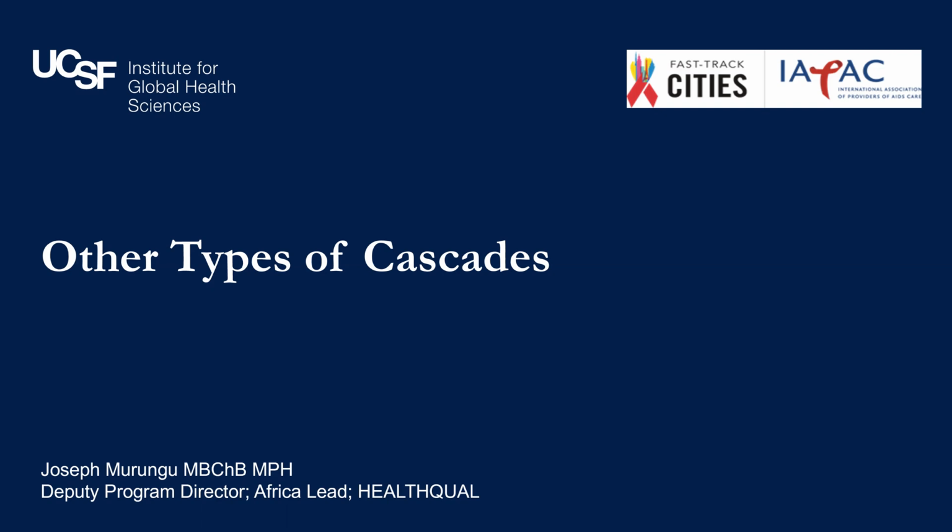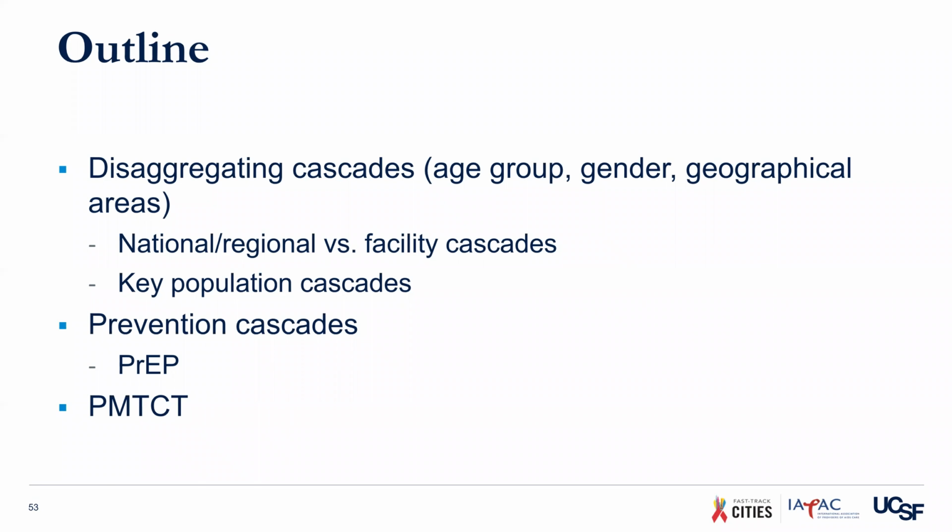I'm going to take you through this module that focuses on other types of cascades, and we're going to demonstrate how the cascade methodology can be applied to other areas of care. In this presentation, I'll talk about the disaggregation of cascades by age, gender, and geographic areas. And I'll give some specific examples for key populations. We'll also talk about HIV prevention cascades, giving an example of oral pre-exposure prophylaxis, as well as the prevention of mother-to-child transmission of HIV, PMTCT.